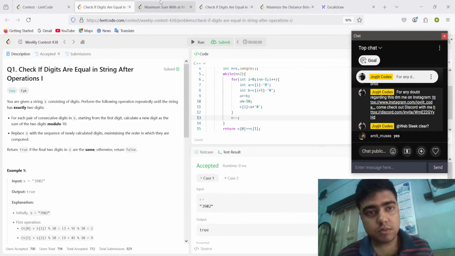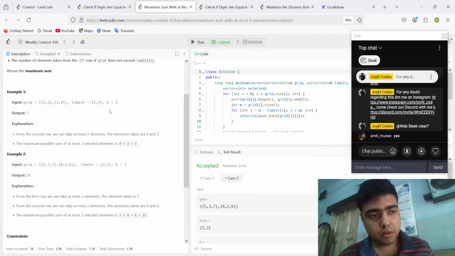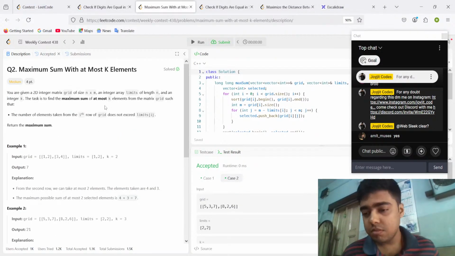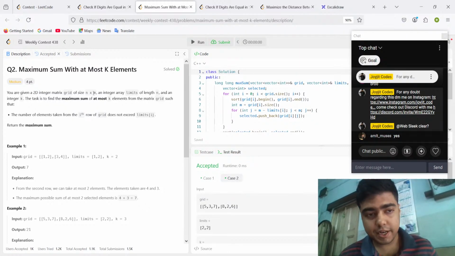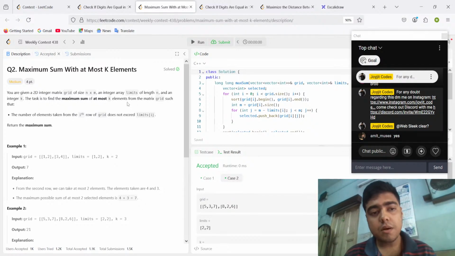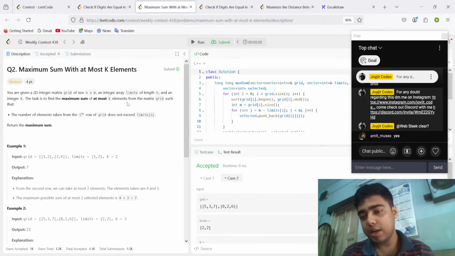Great. Let's move on to the next problem. Maximum sum with at most k elements. You're given a 2D integer matrix grid of size n by m, an integer array limits of length n, and an integer k. Your task is to find the maximum sum of at most k elements from the matrix grid such that the number of elements taken from the ith row of grid does not exceed limits of i.